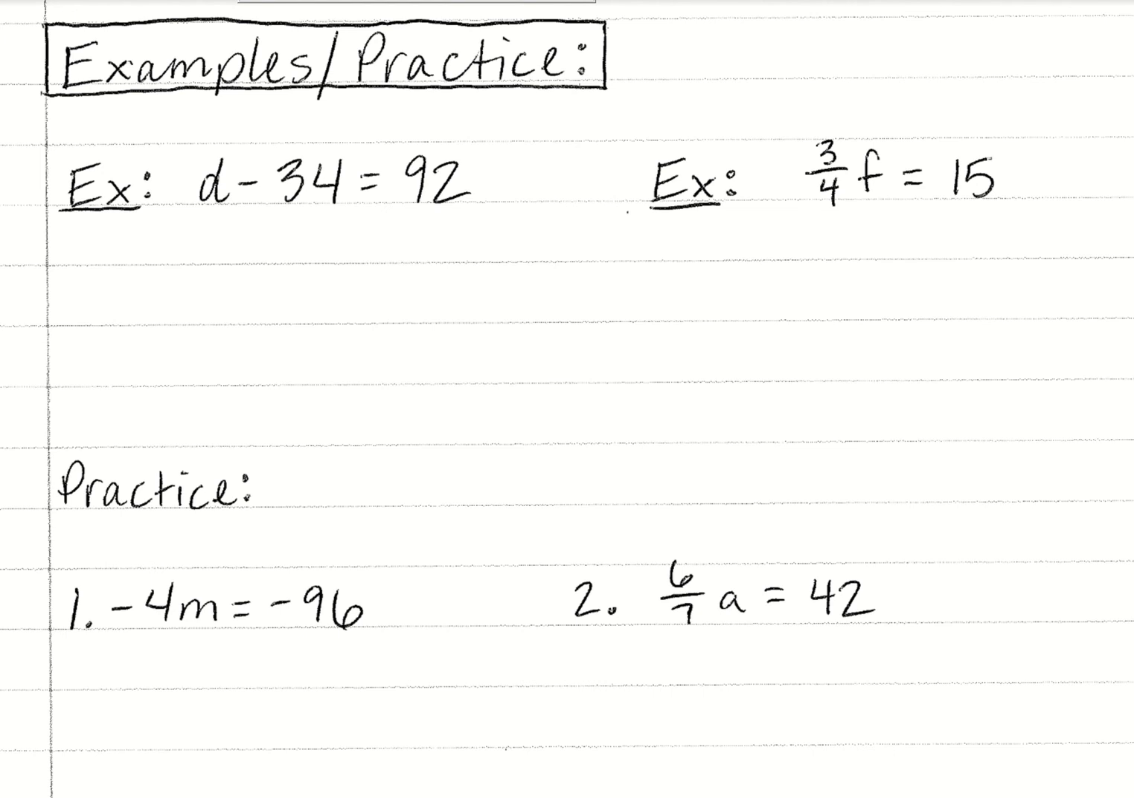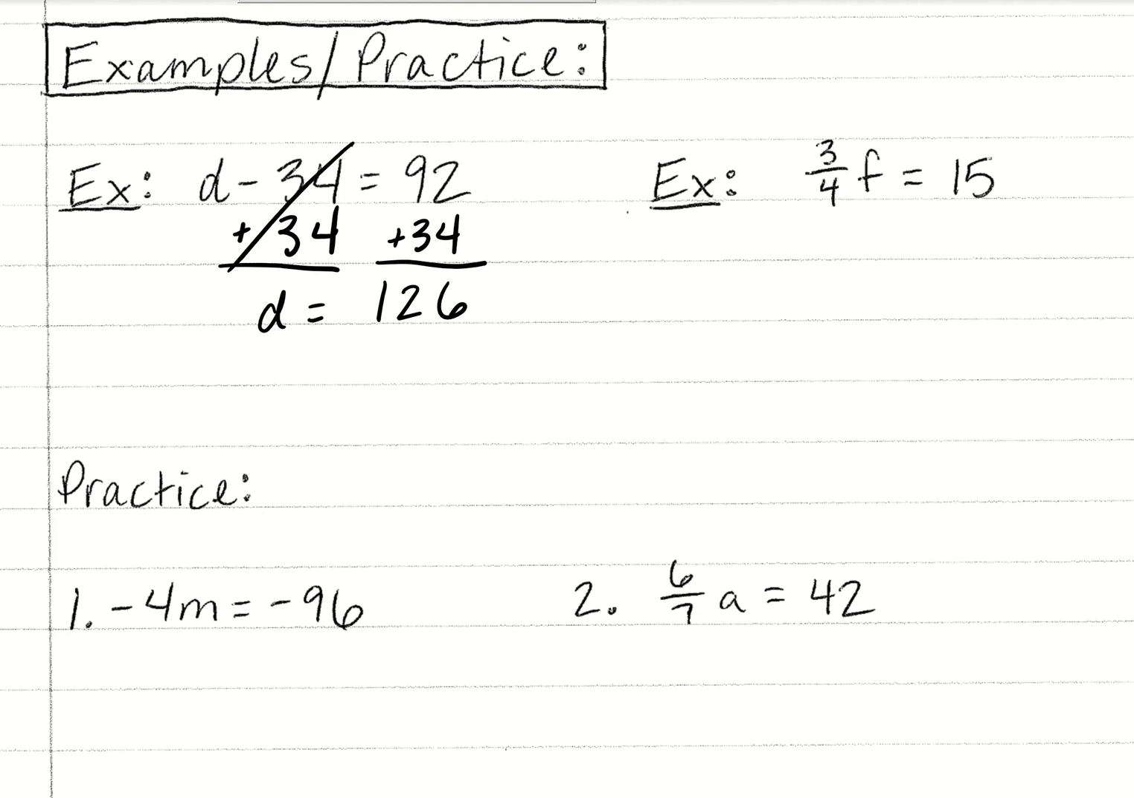The first example is d minus 34 equals 92. My variable is d. The operation being done is subtraction, so I'm going to add to both sides. So I've got plus 34 and plus 34. I'm going to show my cancellation. Negative 34 plus 34 is 0, so I'm left with d over here, and that will equal 92 plus 34, which is 126. And then you're done with that example.